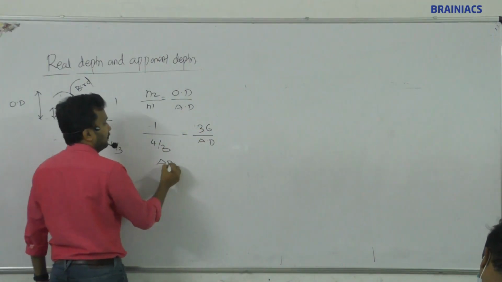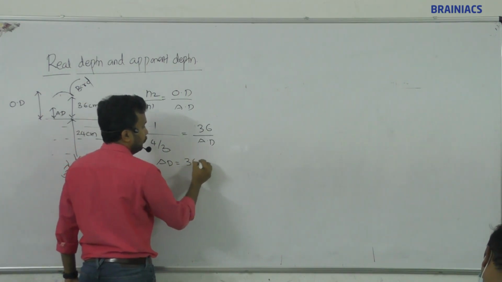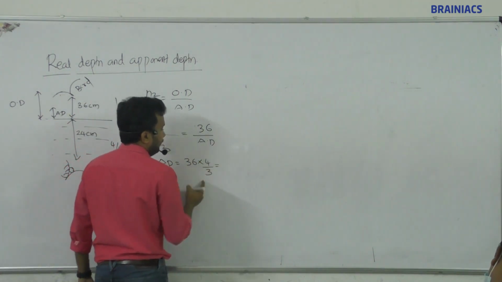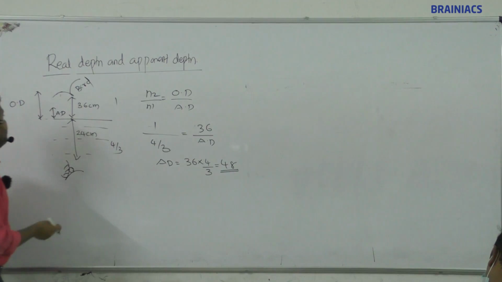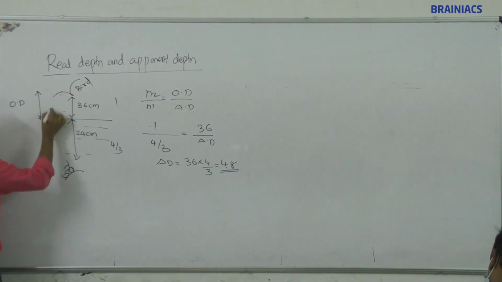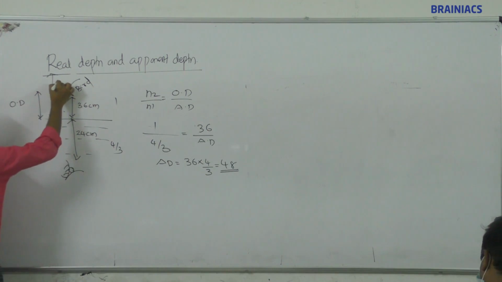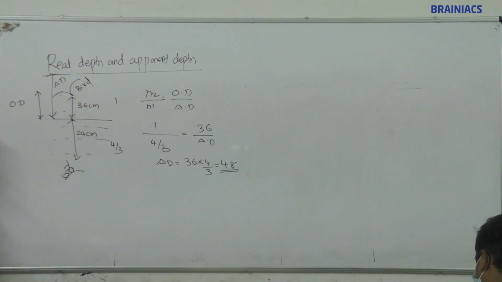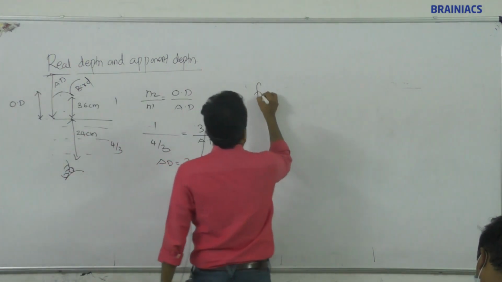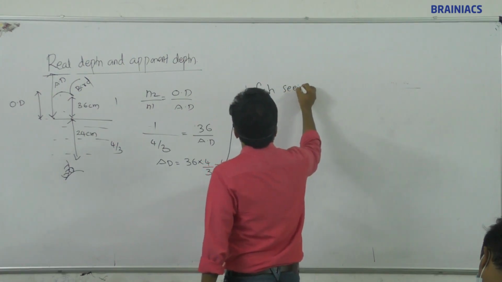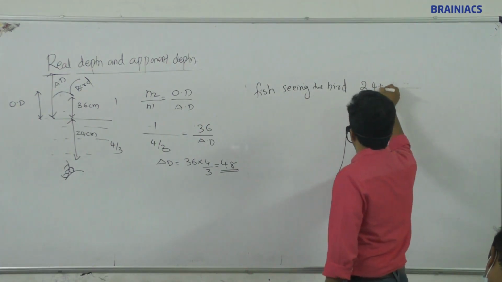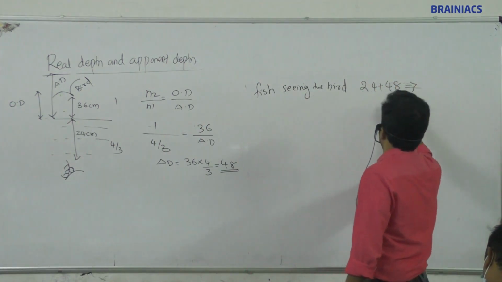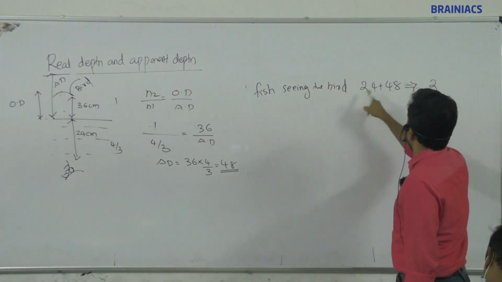So apparent depth is equal to 36 into 4 by 3, which is 12 into 4, 48. So the apparent depth is 48 centimeter away, because it is a rarer medium. So how far does the fish see? The fish seeing the bird is 24 plus 48, which is 72 centimeter.